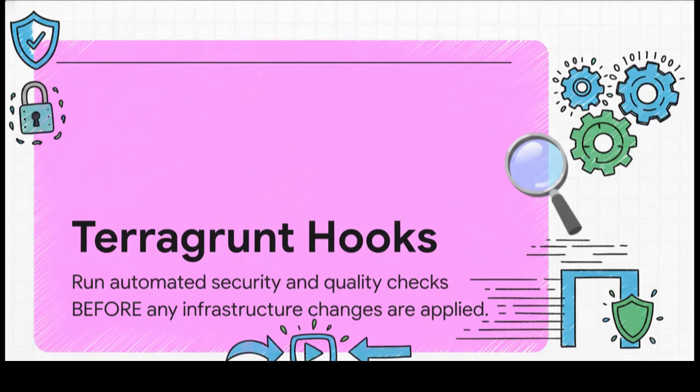Okay, let's talk about something really powerful from the world of DevSecOps: hooks. Now, what if you could force everyone on your team to run security and quality checks before they're even allowed to apply a change? I mean, make it literally impossible to skip. Well, that's exactly what Terragrunt hooks are for.